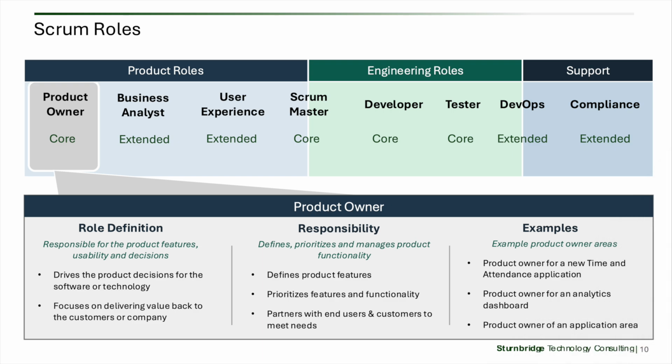Let's break down each of the core Scrum roles. And let's start with the product owner. The product owner is responsible for the product features, which is its overall usability, and the product decisions. They drive the product feature strategy and prioritization, and their focus is on delivering value back to the customers or the company or the business in general.